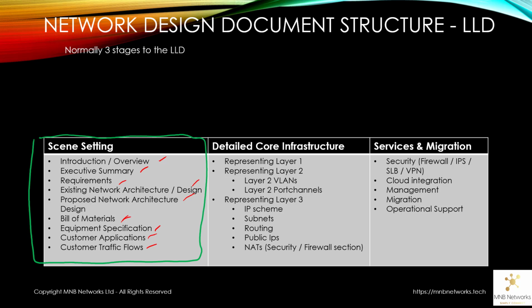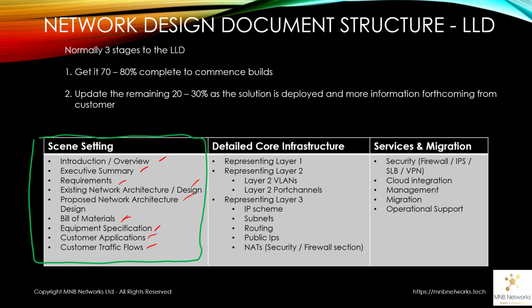So let's talk about the 3 stages that are normally associated with the low-level design. Normally we get it to 70 to 80% complete, and that allows us to commence the build. We update the remaining 20 to 30% as the solution is deployed, whether that's in the lab or at the customer site prior to cutting the solution over and making it live on the network. And then once it's complete, we hand it over to support as a support document.